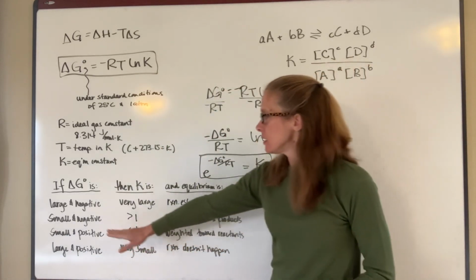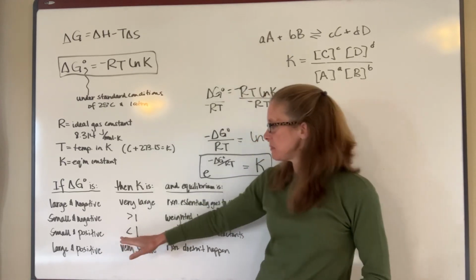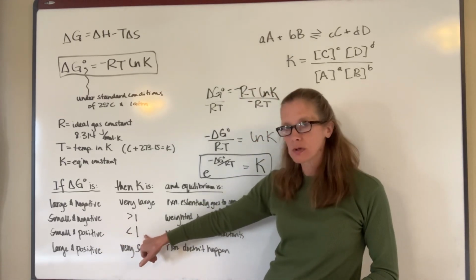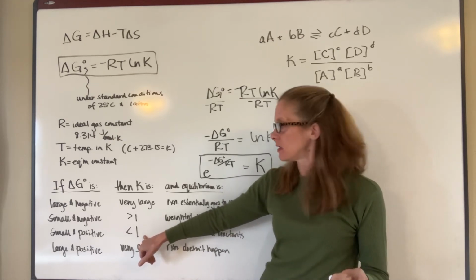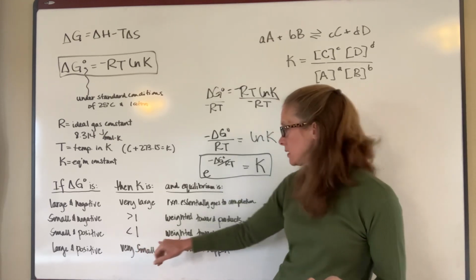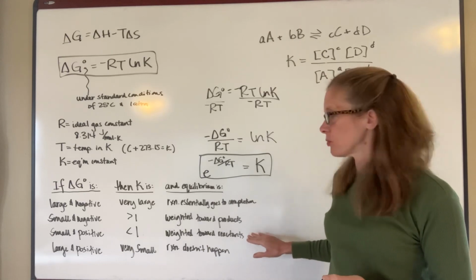So that means the equilibrium is going to be weighted towards the reactants in place of towards the products. Okay, so small positive delta G means that I have a small equilibrium constant. It's going to be less than 1. It's still positive, but it's going to be less than 1, and it's going to be weighted towards the reactants.